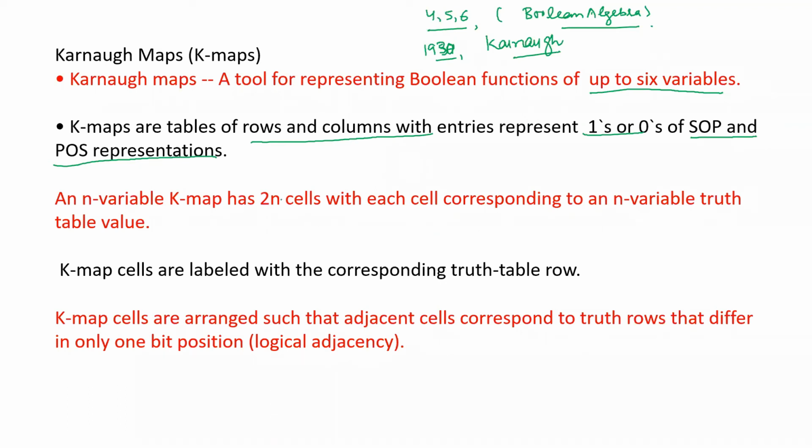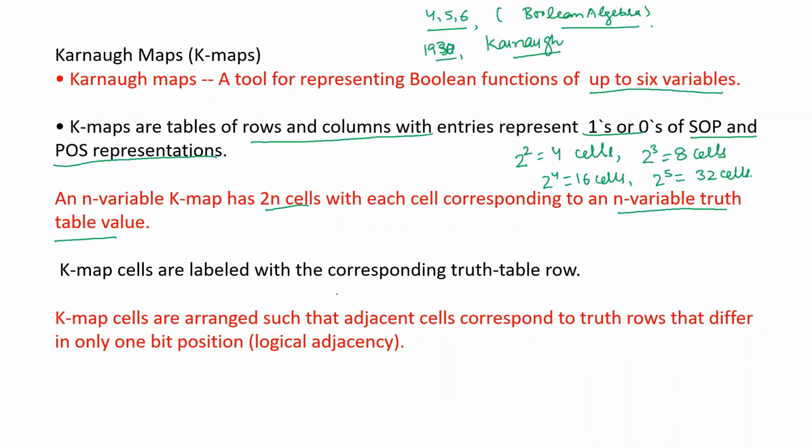Also, if you have an n variable K map, then it has 2^n cells. Suppose you have two variables, then you have four cells. If you have three variables, you have eight cells. And if you have four variables, it has 16 cells. If you have five variables, it has 32 cells, corresponding to an n variable truth table value. Okay.